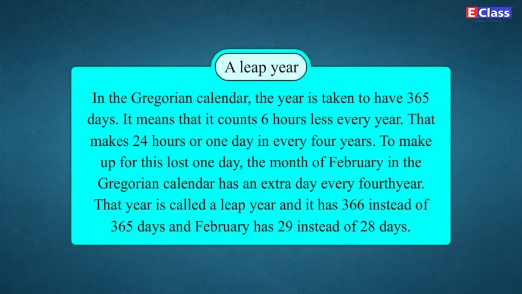To make up for this lost one day, the month of February in the Gregorian calendar has an extra day every 4th year. That year is called a leap year, and it has 366 instead of 365 days, and February has 29 instead of 28 days.